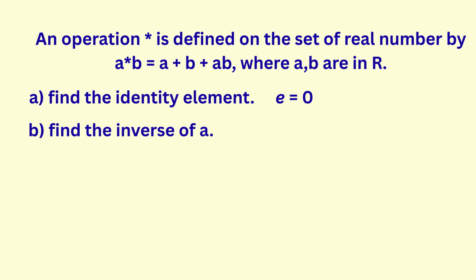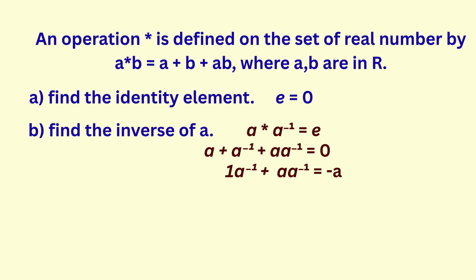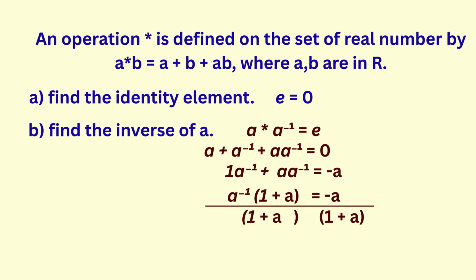To find the inverse of an element a, we use the fact that an element a, operating on its inverse, will result in the identity e. So in the binary equation, we replace b with a inverse to get this equation. Recall e equals 0. Now group a on the right to get minus a. Now factor a inverse from both terms. Divide by 1 plus a. So the a inverse is minus a over 1 plus a.